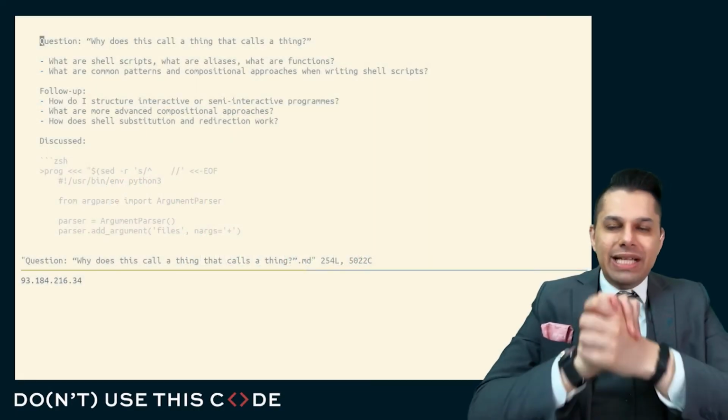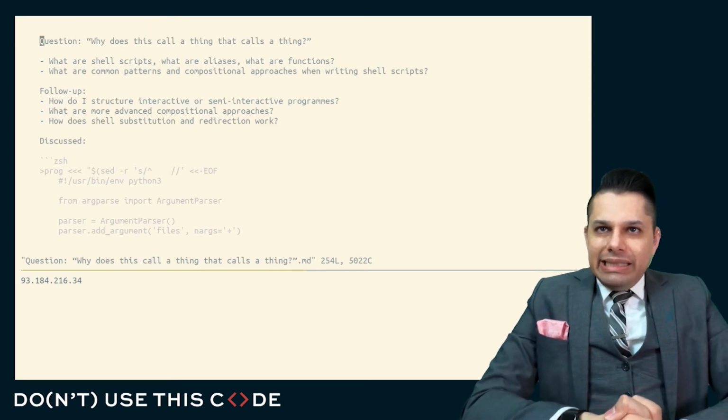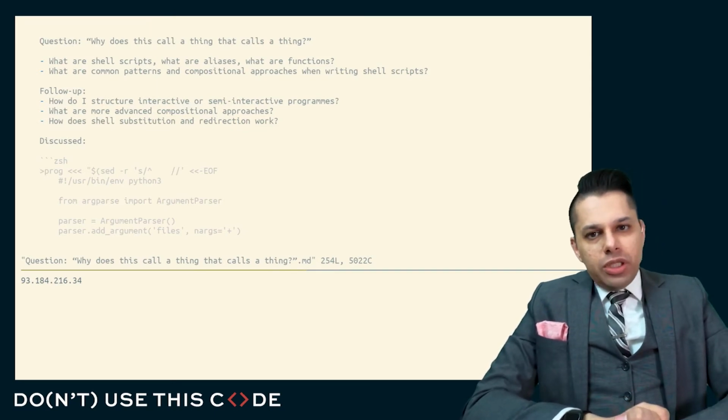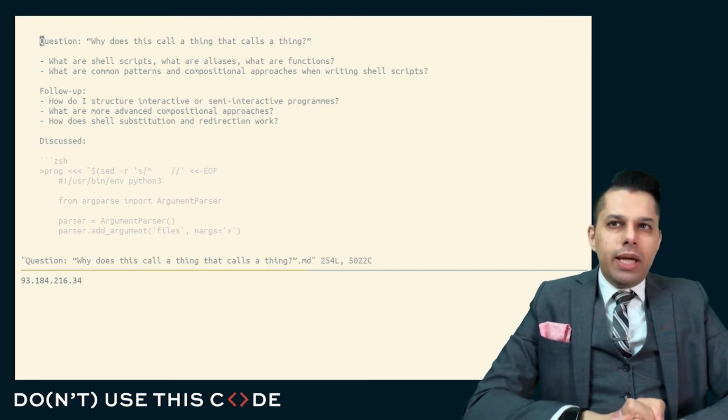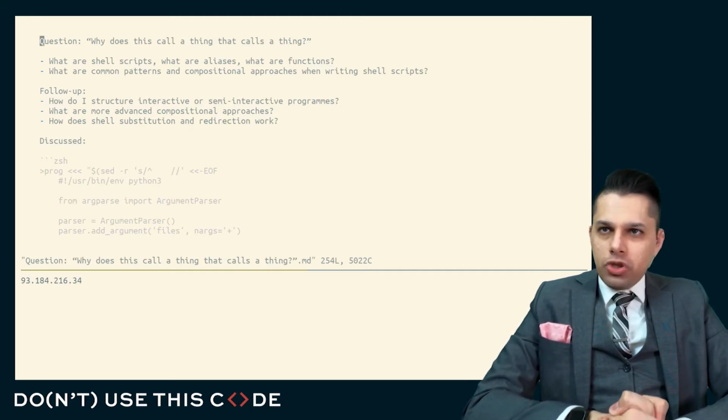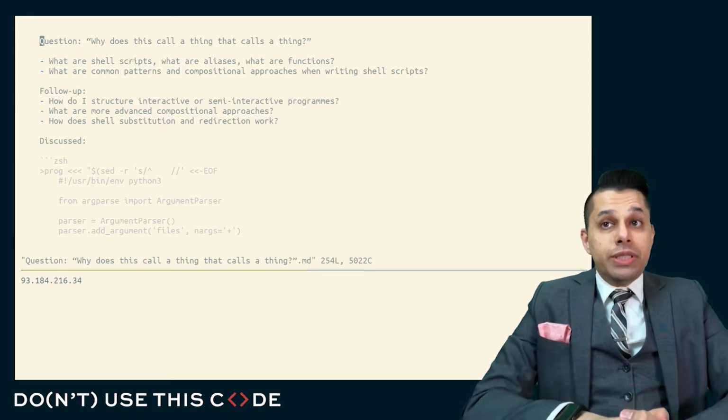Our next question is titled, why does this thing call a thing that calls a thing? And I want to talk to you a little bit about how we build compositional units in the shell. I want to talk about shell scripts, aliases, and functions, common patterns and compositional approaches that come up.